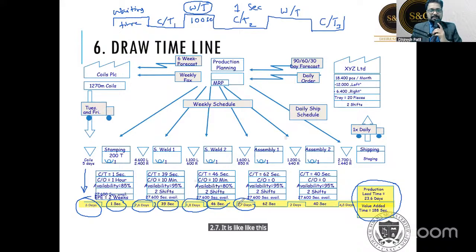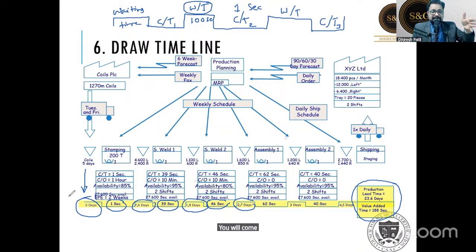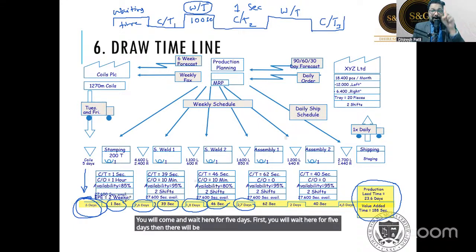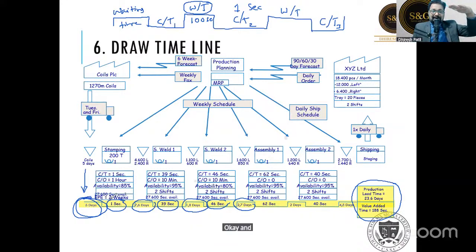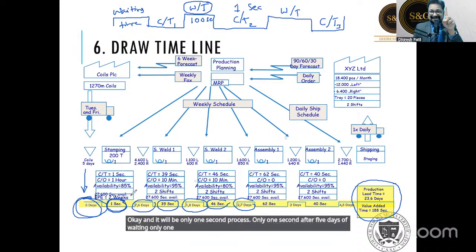You can imagine this. If you are a metal piece which is converted into a finished product, first you will come and wait here for 5 days. Then there will be one process, called stamping. Something will fall on you, and it will be only a 1 second process. After 5 days of waiting, only a 1 second process.